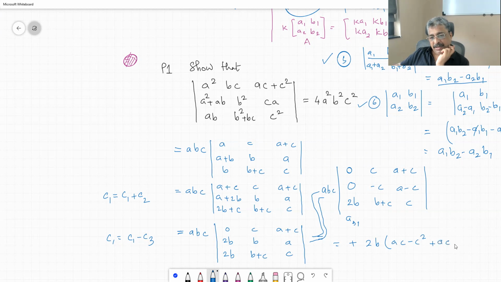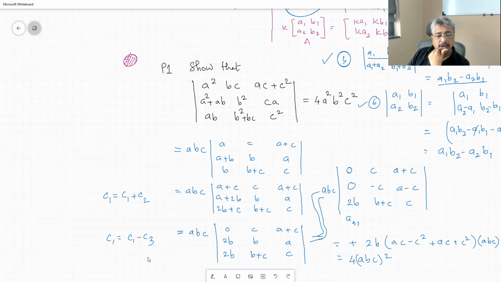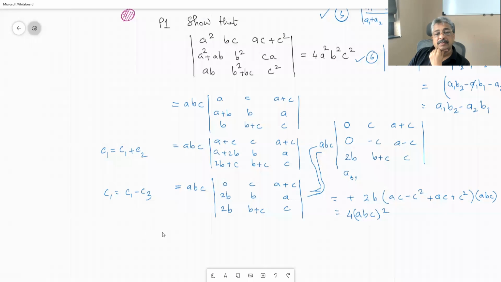plus AC plus C square, and ABC is already waiting outside, which is equal to: this C square gets cancelled. You get AC plus AC, that is 2AC, so 4ABC square. You can take whatever route is convenient to you, but eventually the calculations and rules for the determinant must be followed, and you will get the final answer.